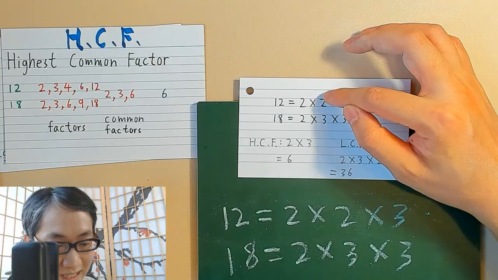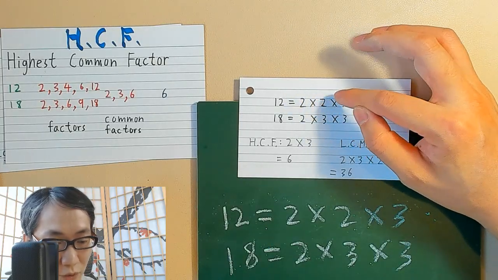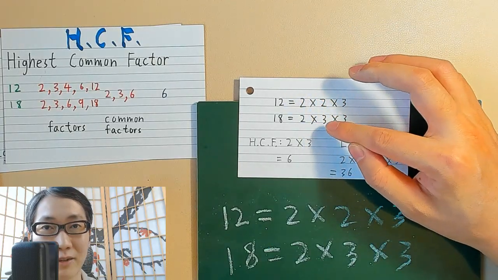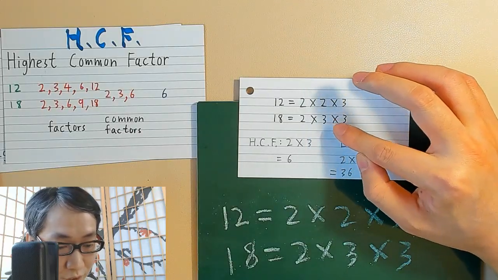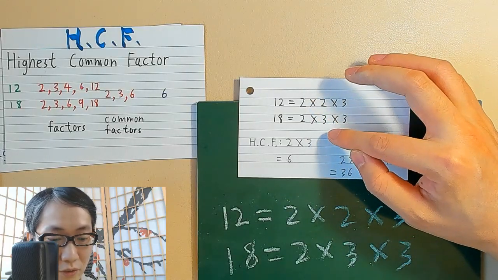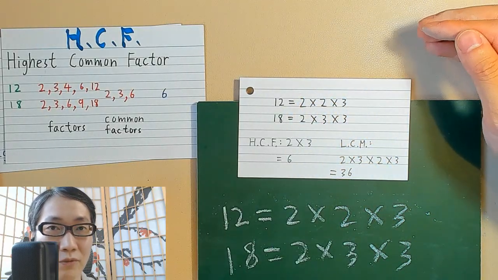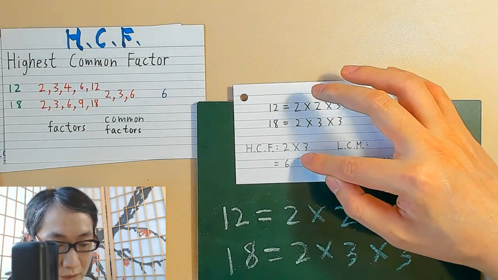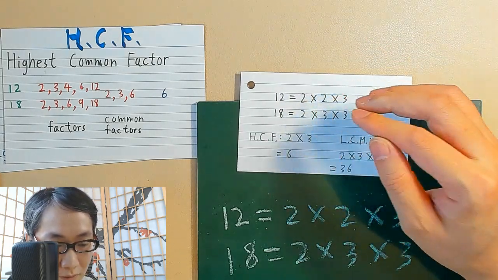Notice that the second 2 of 12 is unique to 12. 18 does not have the second 2. And the second 3 of 18 is also unique to 18. 12 does not have a second 3. That's why we are not putting them in here to work out the HCF.